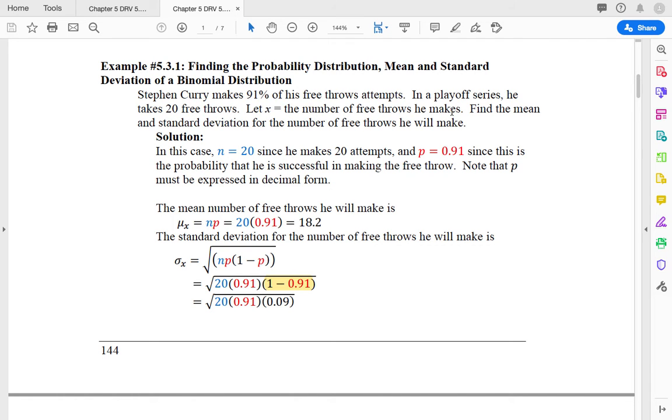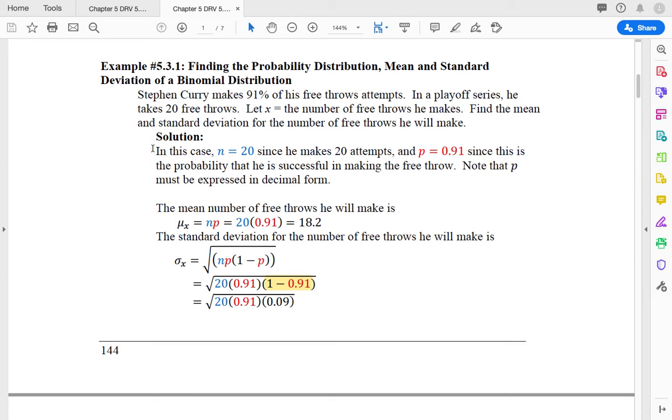Now this is a binomial experiment because he's taking 20 free throws. That's the fixed number of trials. The probability, 91%, is the same for all of his free throws. His free throws are independent of each other, and of course there's two outcomes. He either makes his free throw or he misses his free throw. So there you have it.